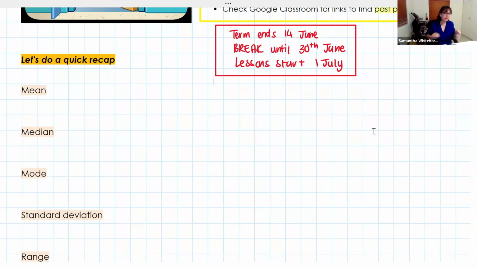Okay, stats is very easy, but stats is very calculator work based. Don't know if that's the right order of words, but you need a calculator to do stats. A, it makes life easier. B, there are things that you can't do without a calculator, but if you try to do them without a calculator, you're making your life so hard.